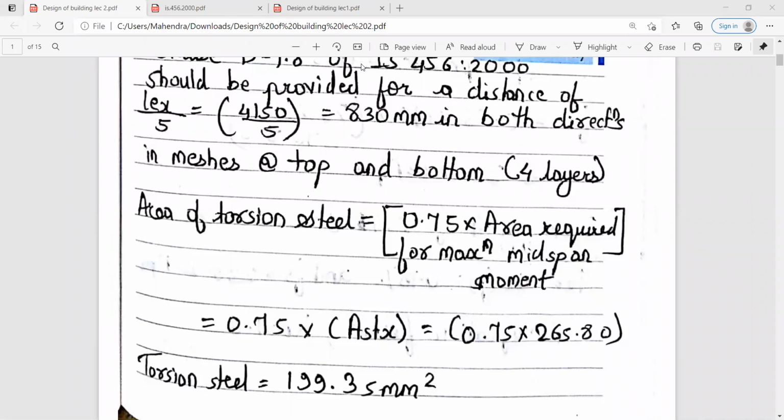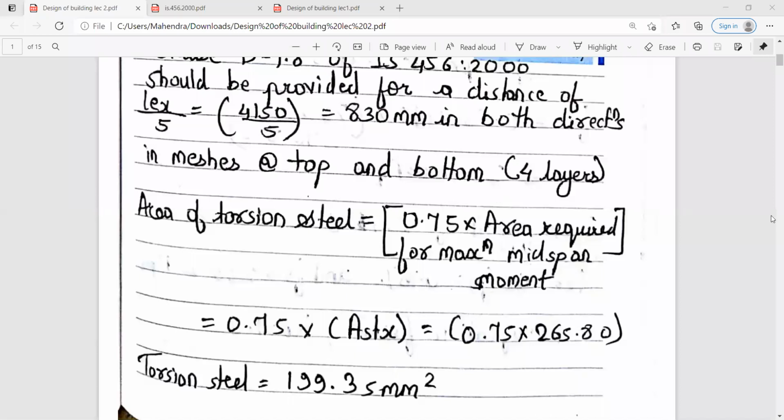Yes, everybody had got the value for the area for the torsional steel, that is 199.35. Yes, you had got the value. Yes, ma'am. Okay.